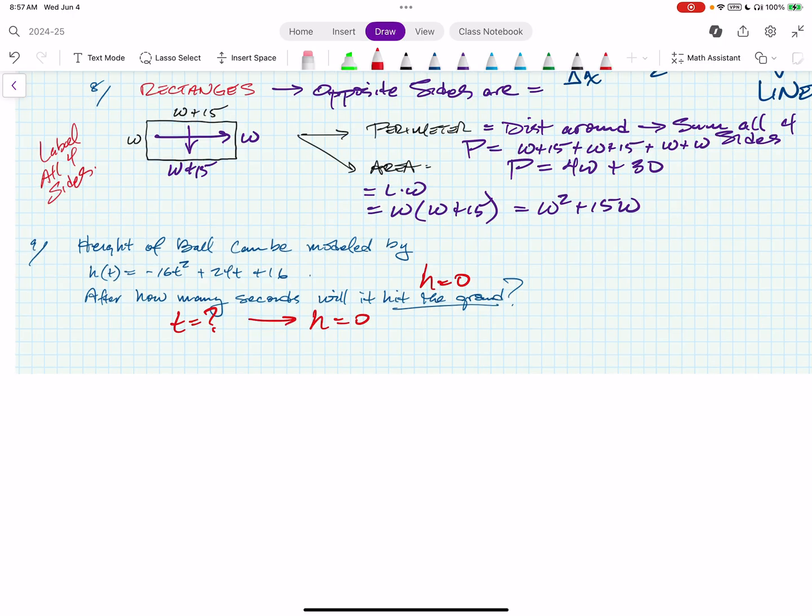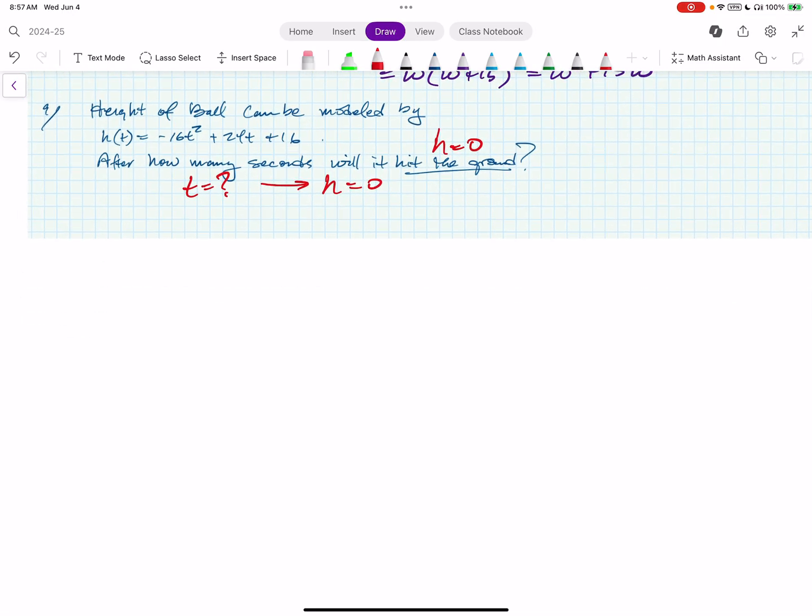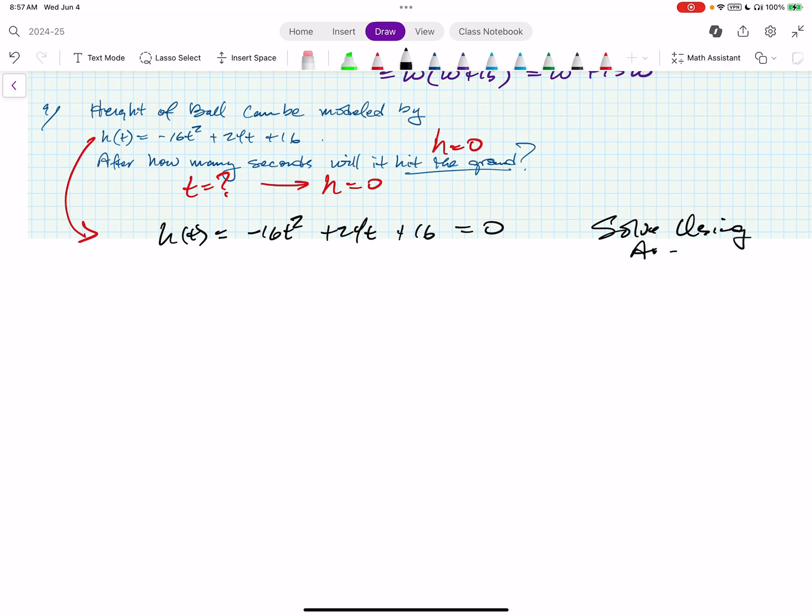I don't know. Let's figure it out. So we set the function equal to 0. Let's take this height function, which is h of t is equal to negative 16t squared plus 24t plus 16, and let's set this equal to 0. And you can solve by any method.